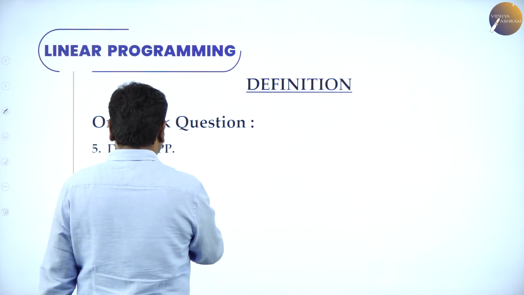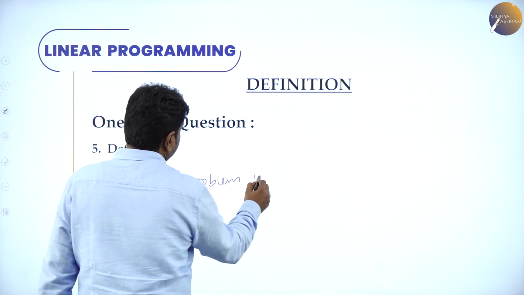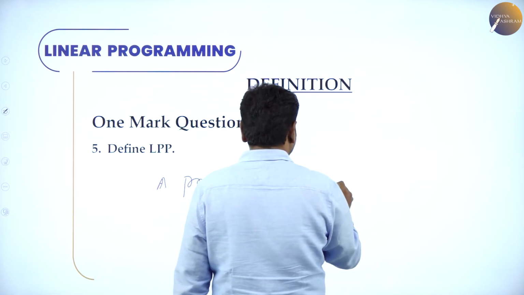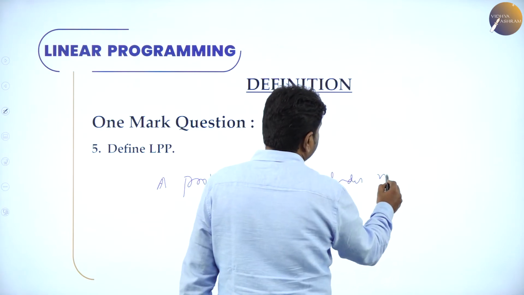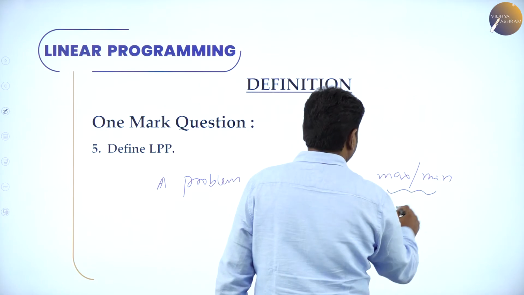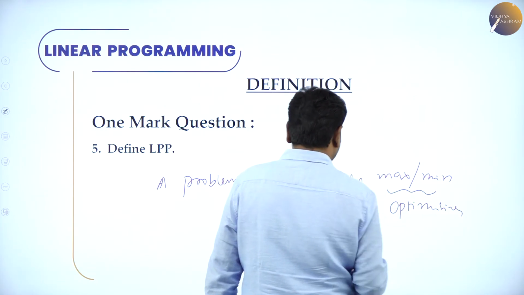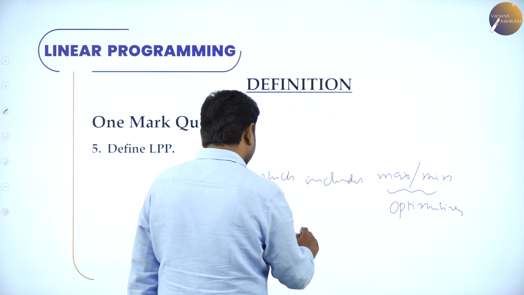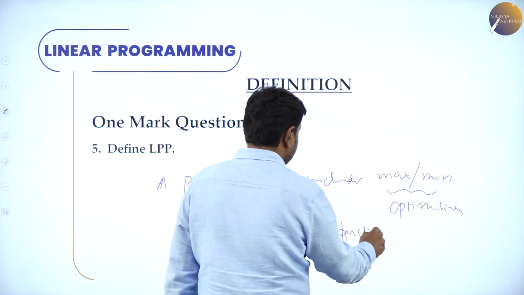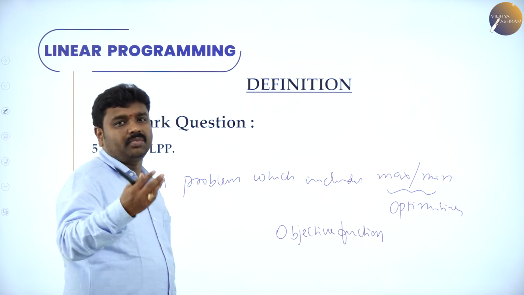So a function, a problem which includes maximizing or minimizing, we say optimizing the objective function subjected to the constraints, we call it a linear programming problem.